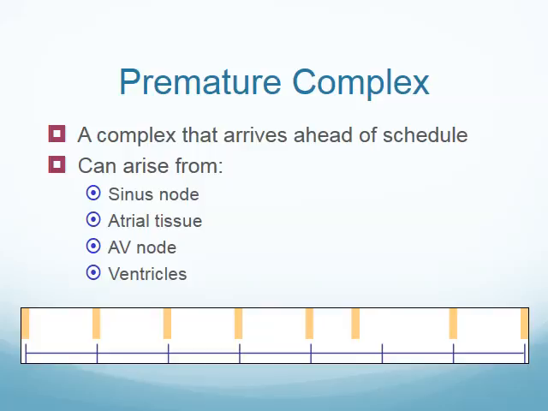All right, so our first, not necessarily dysrhythmia, but something we need to mention is premature complex. Anytime we have a complex, a QRS complex, or even just a P wave that occurs before it's supposed to, we call this a premature complex. These can arise from the sinus node, from the atrial tissue, from the AV node, and the ventricles. So we can have premature complexes that come from pretty much anywhere in the conduction system.